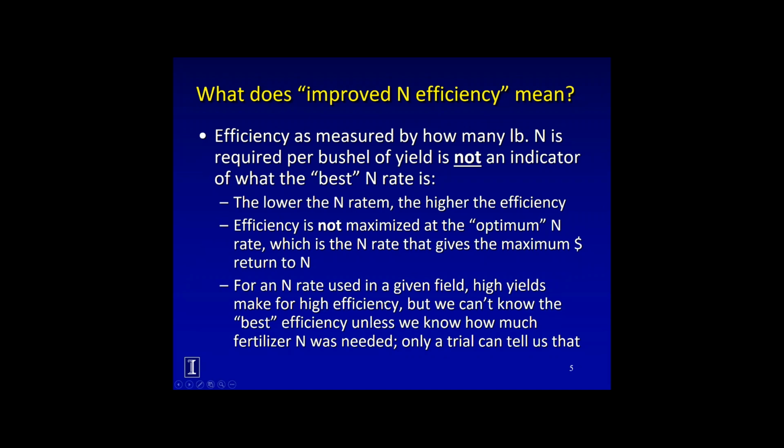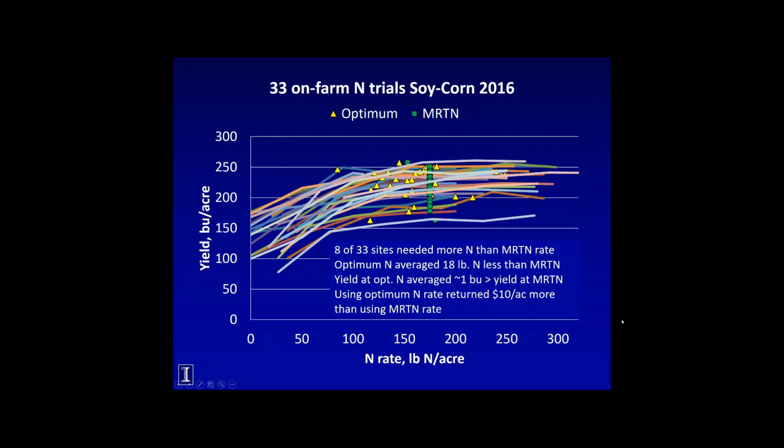So for an N rate used in a given field, high yields make for high efficiency the way we normally think of it. But we can't know for any field what the best efficiency was unless we know how much fertilizer nitrogen was needed. And only a trial can tell us that. So let's just use a group of lines, and these are actual curves. This was 2016 N response curves in on-farm trials.